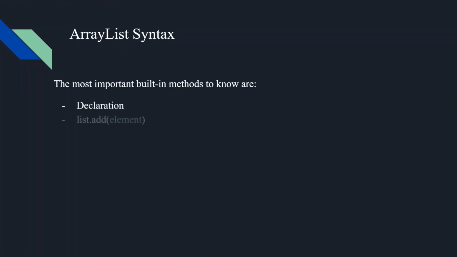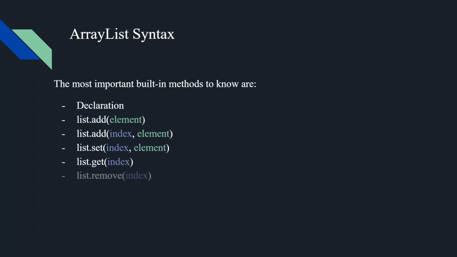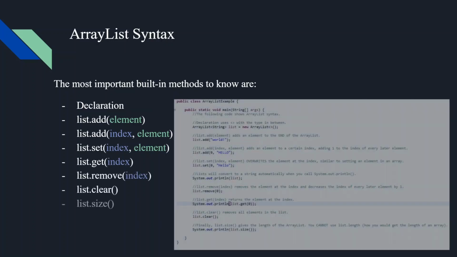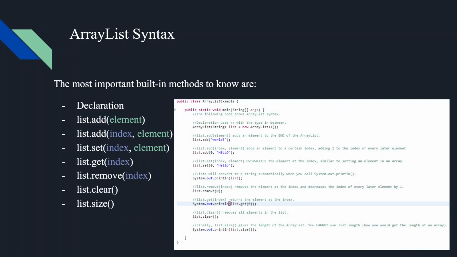Finally, let's take a look at ArrayList syntax. ArrayList has many built-in methods, but of them, these methods are the most important. Let's look at how each one is used in the code snippet below. Though not a method, notice how ArrayLists are declared. You must use less than and more than signs with your ArrayList type between them to initialize an ArrayList, but the new ArrayList does not need that type to be specified.